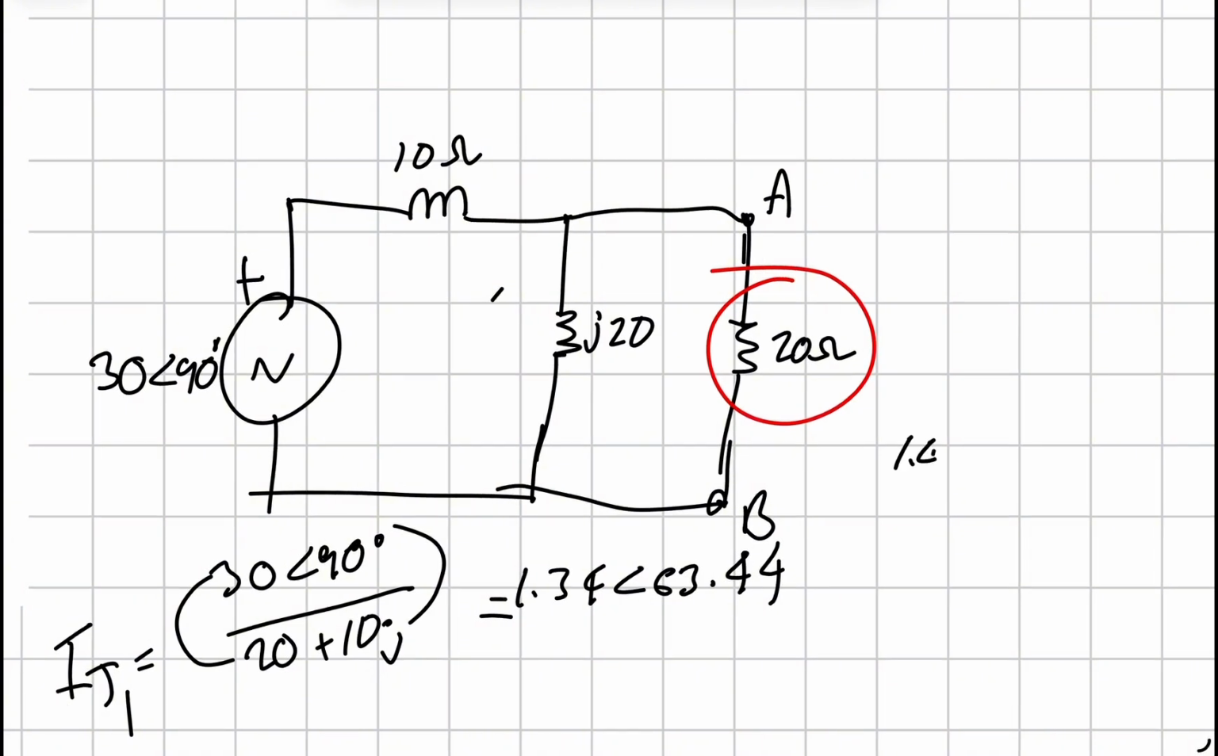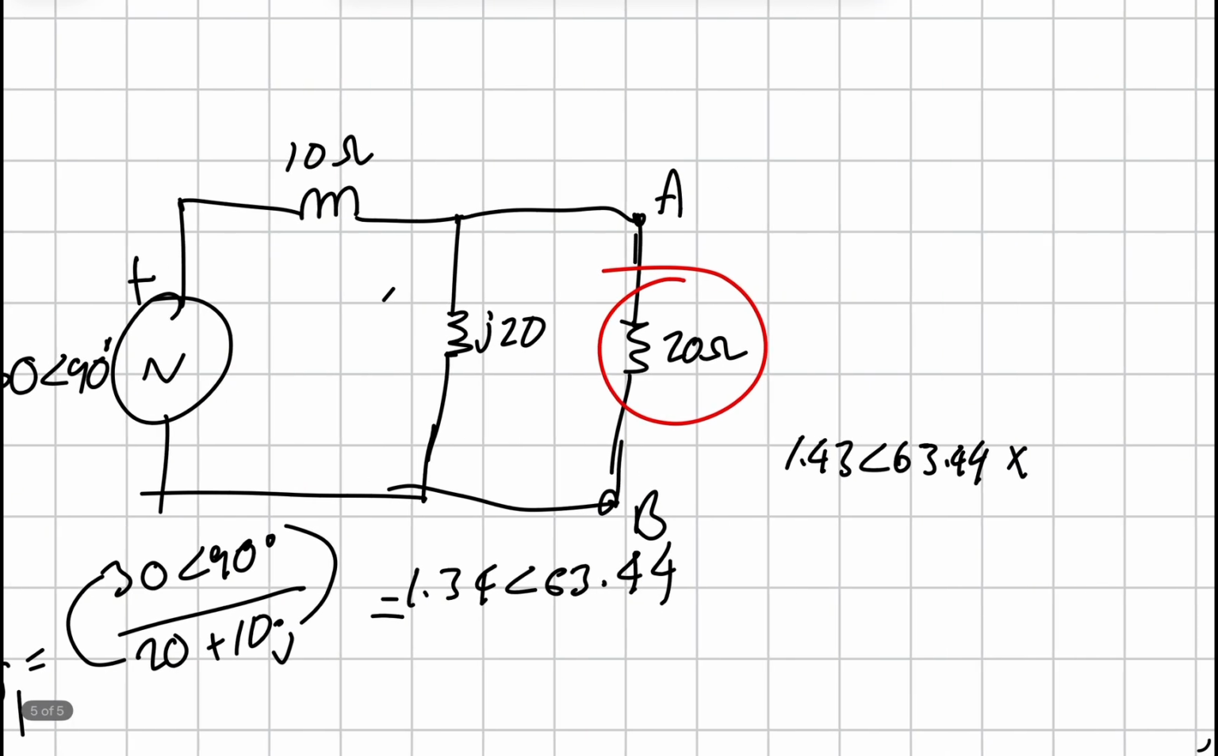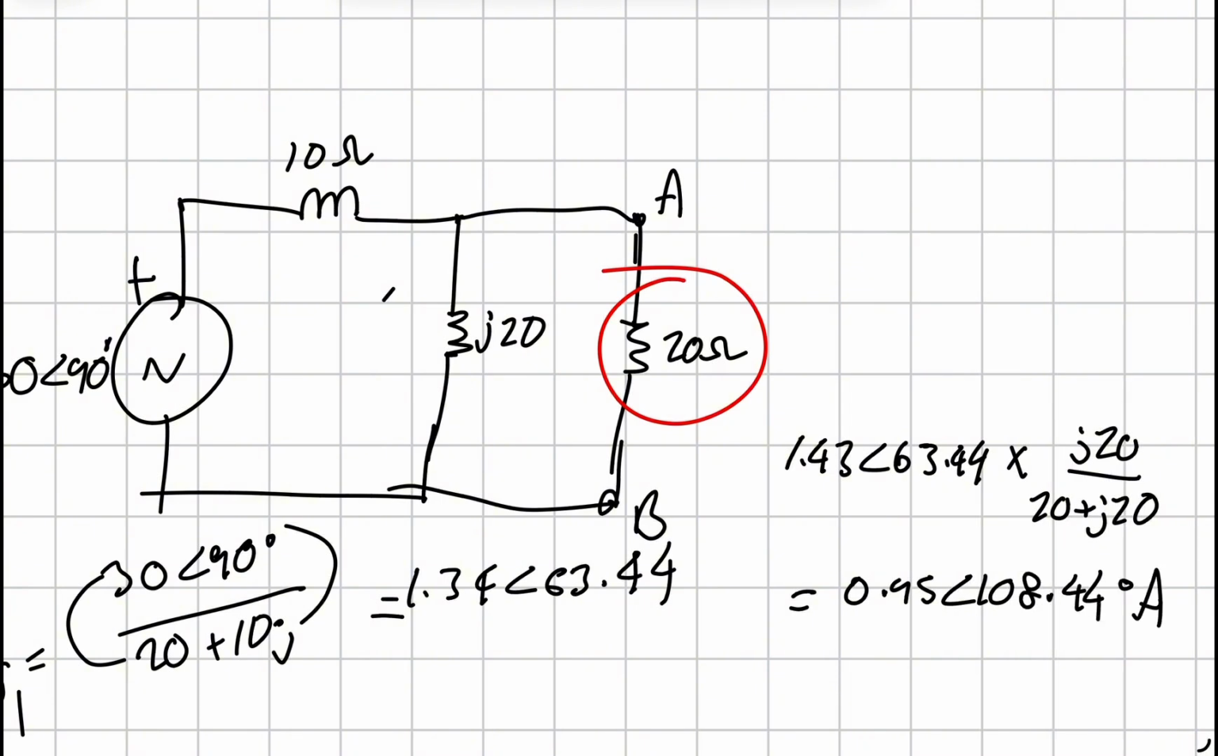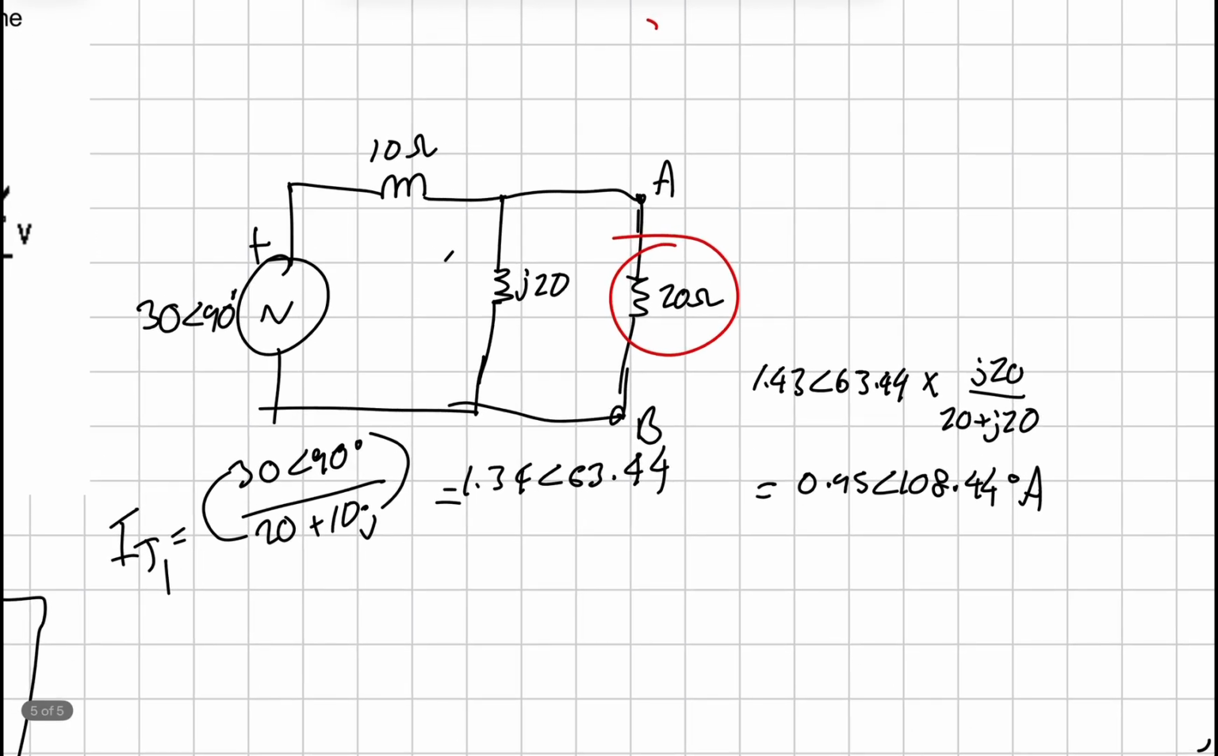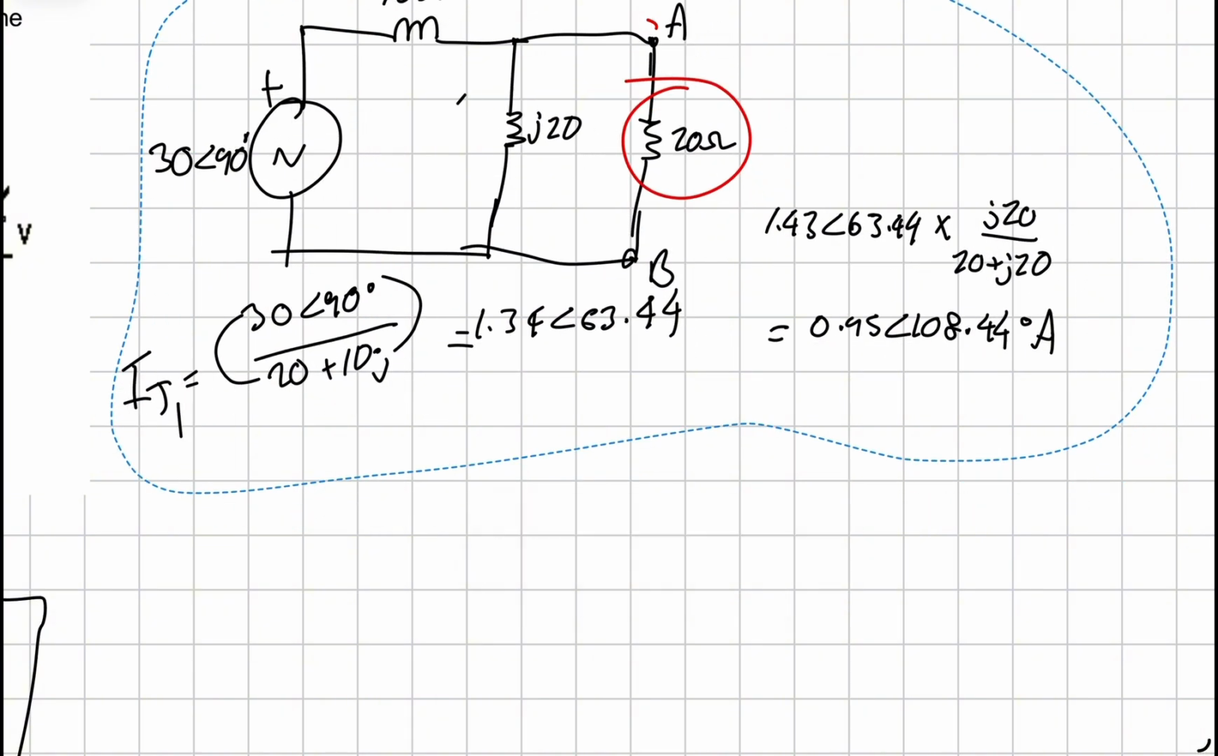You do 1.34 63.44 times, remember, with current divider rule, you need to use the other resistor, so it'd be J20 plus J20 over 20 plus J20. There you go. And then put that in the calculator, you would get 0.95, 108.44 degrees amps. That's your first resistor, right? So, no, sorry, your first current, right? So this one's got an extra step to it. It can look confusing by doing it, but once you get a bit of practice, you'll understand it.